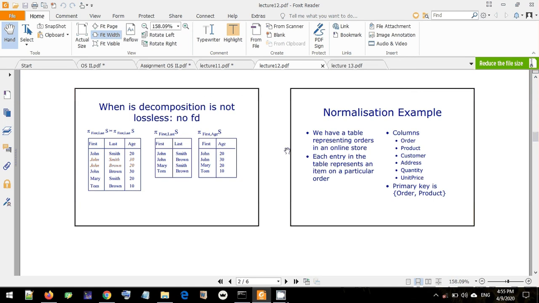Now, still on the subject of when decomposition is not lossless, where there is no functional dependency, if we perform the natural join of the two tables we just have above, the projection of S on first and last, natural join the projection of S on first and age, it is an error here. We will have something like this: first, last, and age, John Smith.